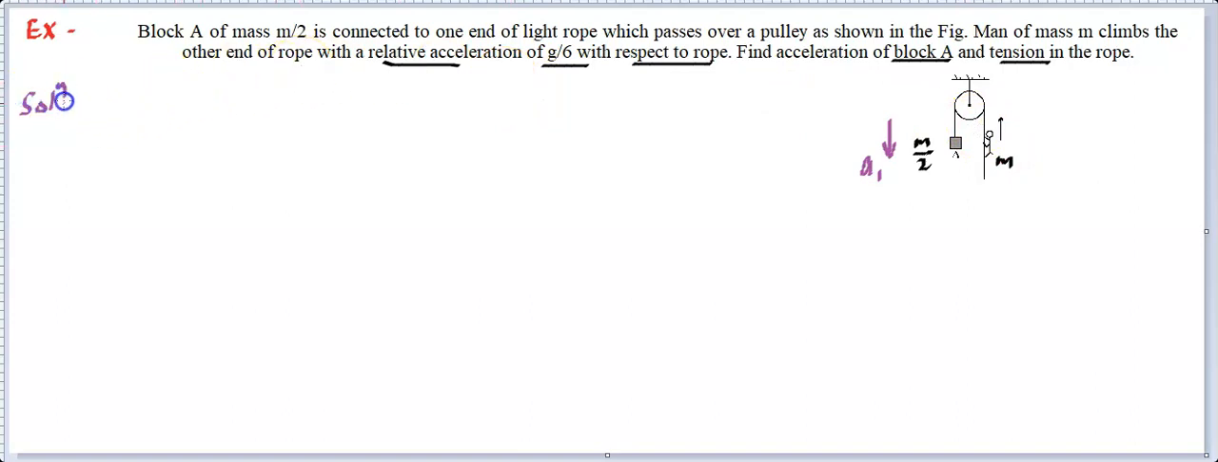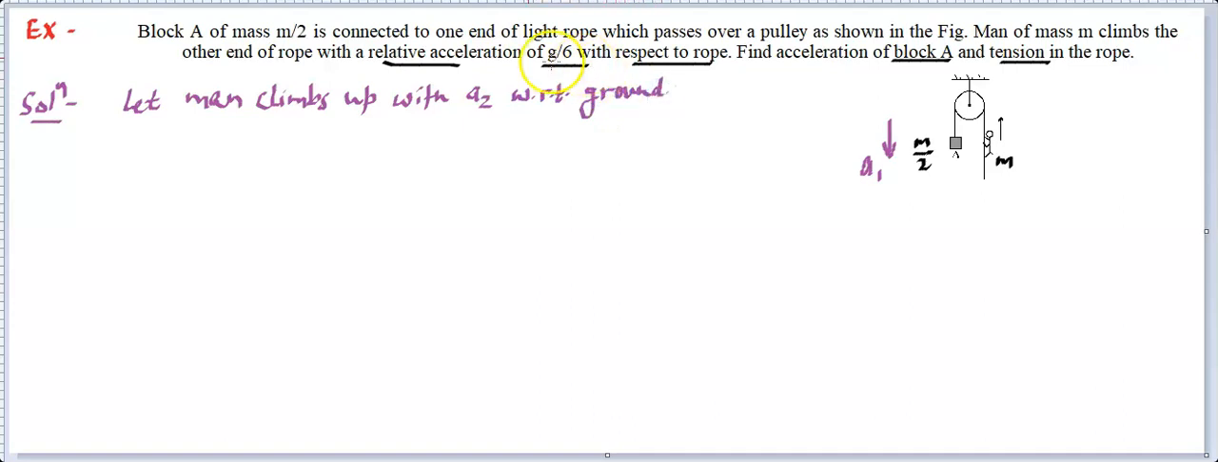So the solution. We will start like this. Let the man climb up with acceleration a2 with respect to ground. So we are working from the ground frame of reference, and then we will use the given information of g by 6, which is with respect to the rope. So now you can quickly draw the free body diagrams.